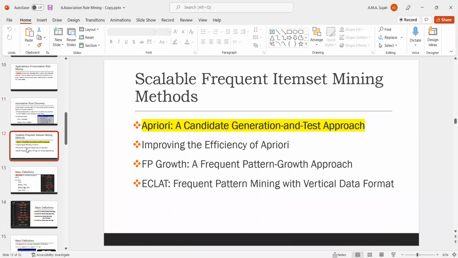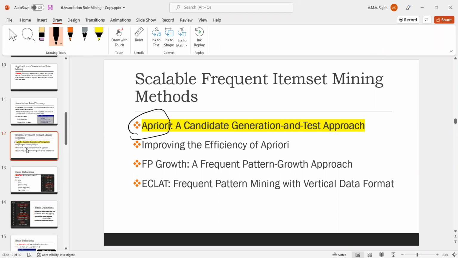I already told you there are different techniques to find association rules. The a priori algorithm has different improved versions. A priori is the basic algorithm, and from it people have enhanced and increased the efficiency of the algorithm. Also there are the frequent pattern growth approach and frequent pattern mining with vertical data format. There are different algorithms we can use to find association rules. Here, we will discuss only the a priori algorithm.